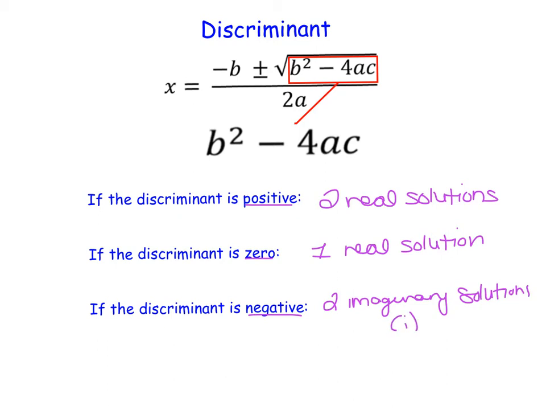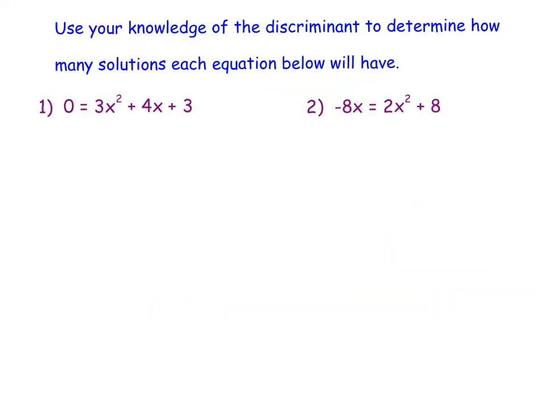So depending on what happens with the discriminant, if it's positive, you know you're going to have two real solutions. If it's 0, you're going to have one real solution. And if it's negative, you're going to have two imaginary solutions. So let's use this new knowledge now to determine how many solutions an equation will have and what type of solution that equation will have.